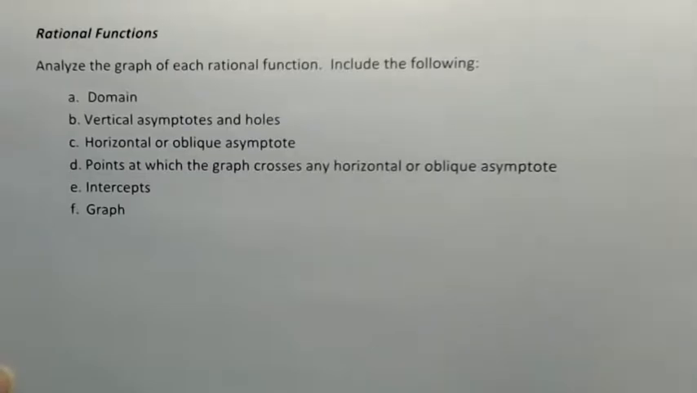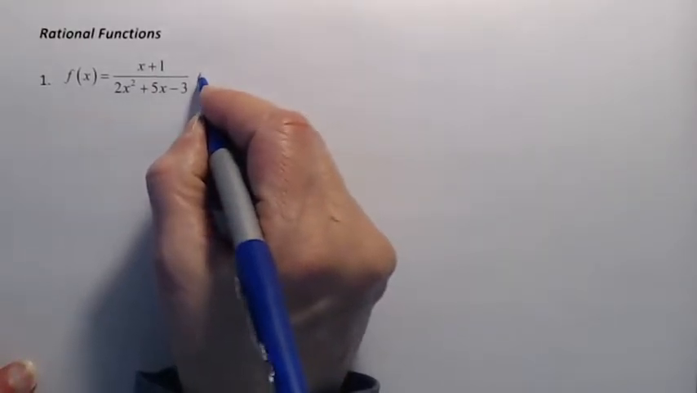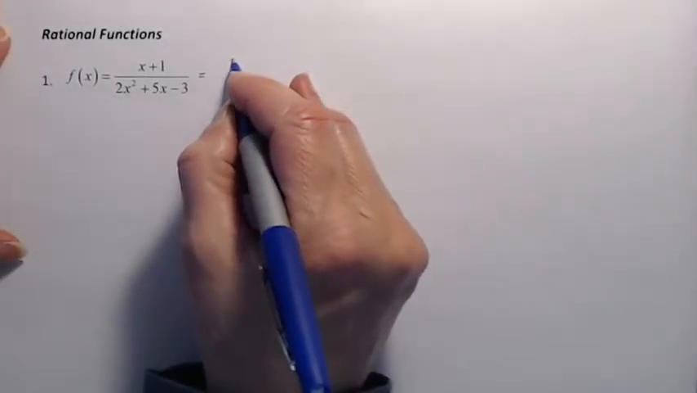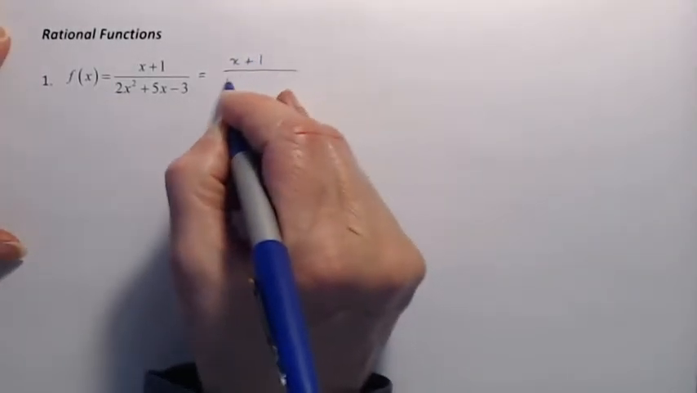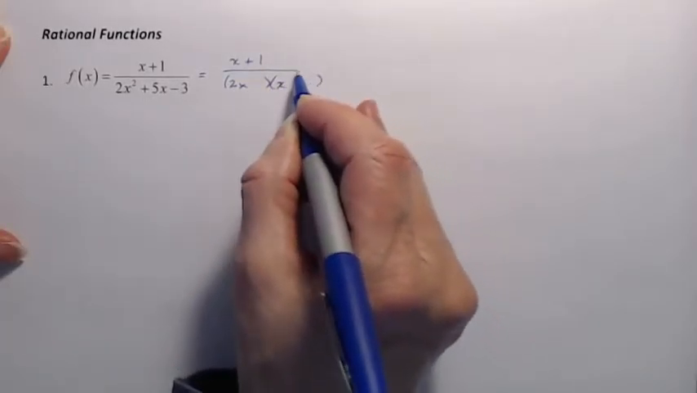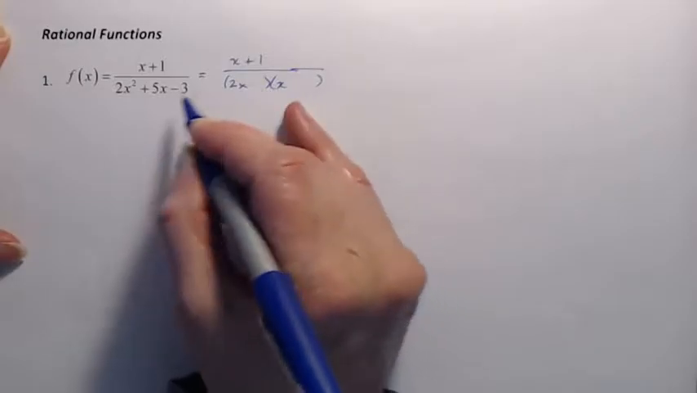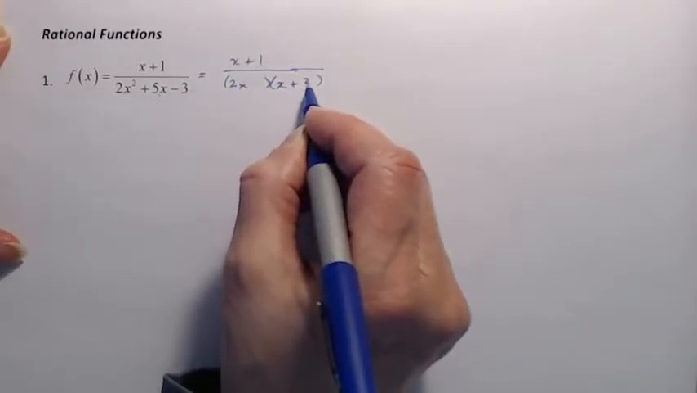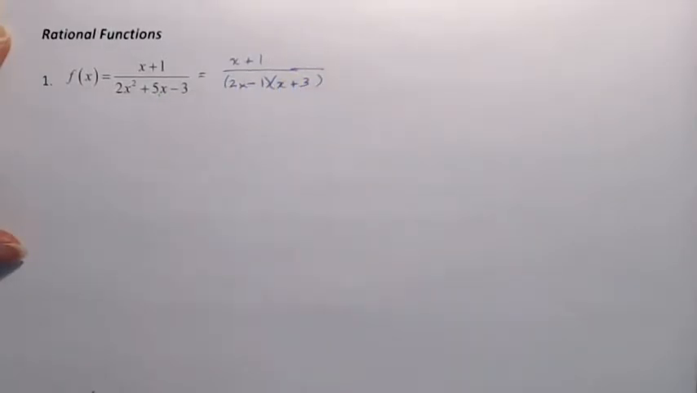Okay. So let's take a look at this first example. We have f of x equal to x plus 1 over 2x squared plus 5x minus 3. Often I will put this into factor form if possible, right at the beginning. So the denominator does factor. 2x squared becomes 2x and x. And then to get the 5x middle term, I'm going to do a plus 3 over here and a minus 1. Okay, and just double check that that is the correct factoring.